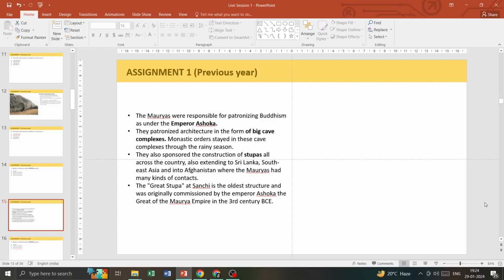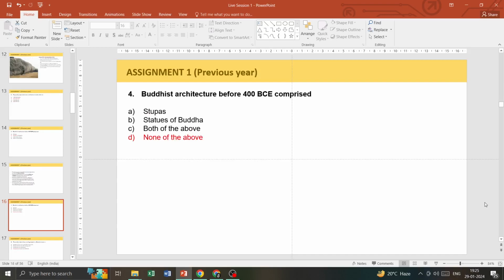So the oldest structures we have in India of Buddhist architecture are around 300 to 250 years before Common Era. So our answer is none of the above. So before 400 BCE, Buddhist architecture didn't exist in India as such. It flourished around the time between 2nd and 3rd century.